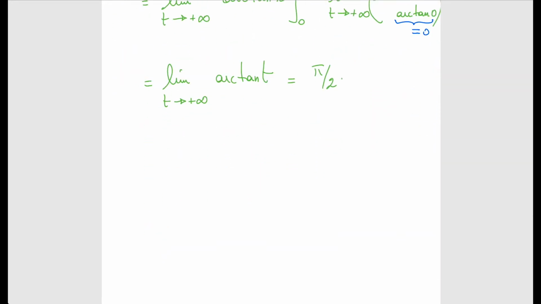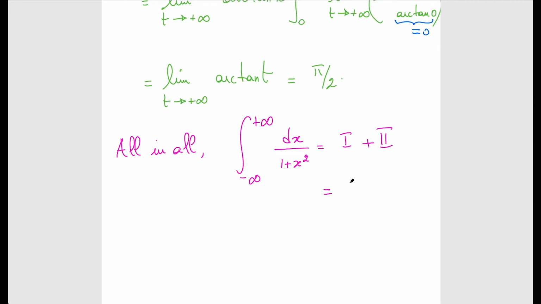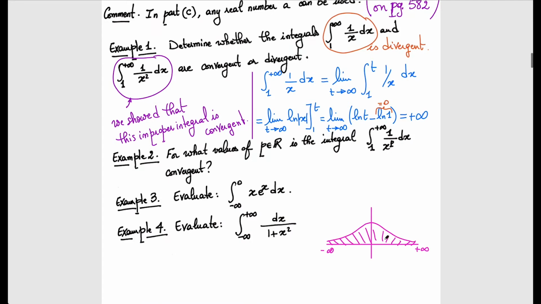So at the end of the day, the integral from minus infinity to plus infinity of dx over 1 plus x squared, which was 1 plus 2, right? We labeled the integrals 1 and 2. It's pi over 2 each. So this is pi. So this integral is pi. So that area that we discussed on that page, the area under this curve, happened to be pi.